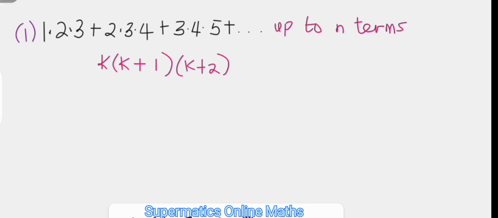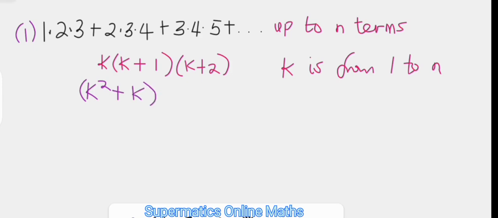Now, k actually ranges from 1 to n, since we want to find the sum up to the nth term. This we are going to expand further. That gives us first k squared plus k, that's the product of k and k plus 1, and that multiplying k plus 2.